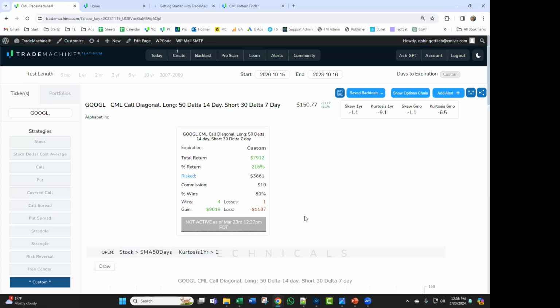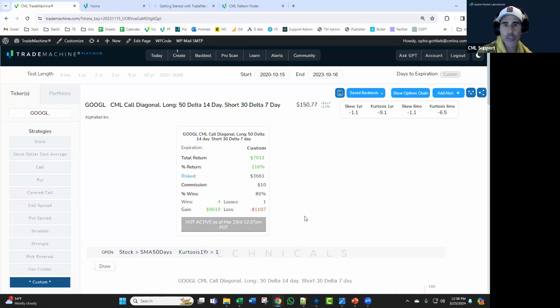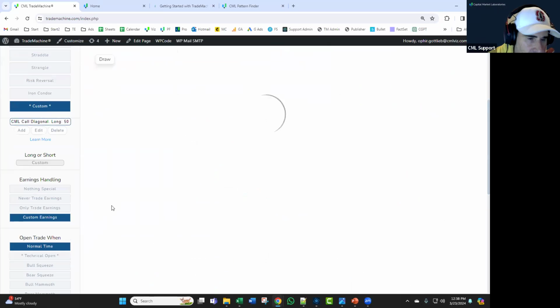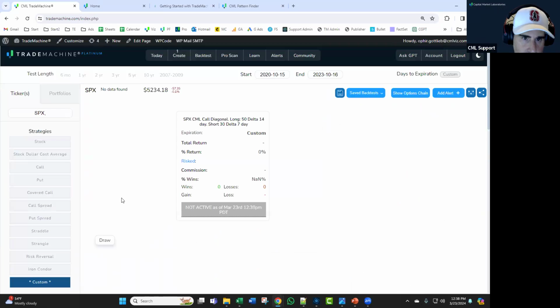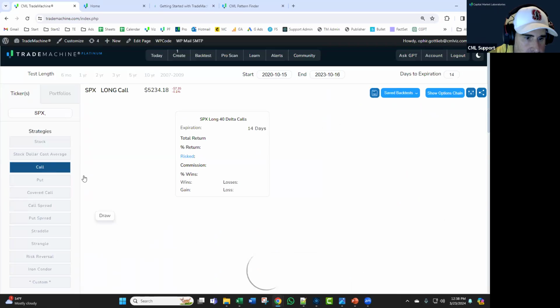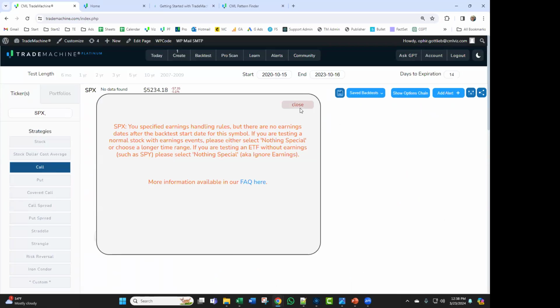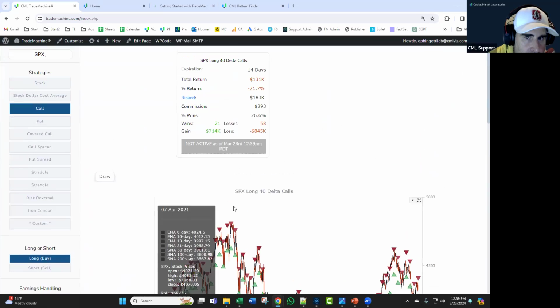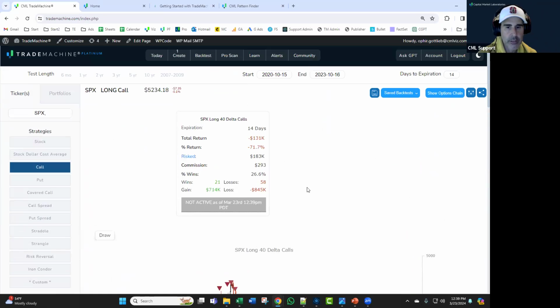Is SPX or SPX 0DTE available in your platform to backtest strategies? We do not have 0DTE. You can do SPX, yes. SPY is just faster, but you can do SPX. You can't do earnings for SPX, there's no such thing. I don't even know what this backtest is, but let's just do a naked call. You still have earnings selected. Sorry, nothing special: SPX, buying a call every 30 days. Here's SPX, so you could do SPX.